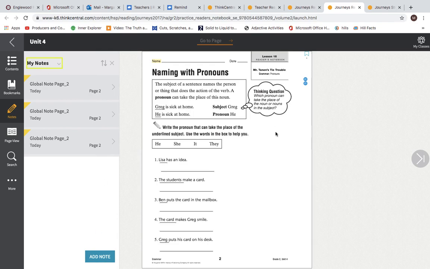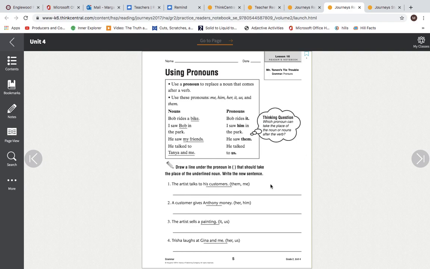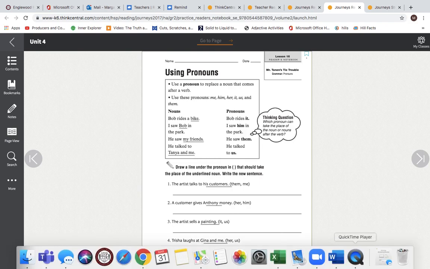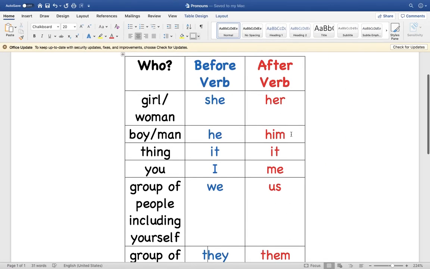So please, you're going to finish this page and let's go over to page 5. Using pronouns. Use a pronoun to replace a noun that comes after a verb. Use these pronouns: me, him, her, it, us, and them. So they're showing you examples. Bob rides a bike. A bike is a thing. No matter if it's before or after the verb, it's always it. Bob rides it.